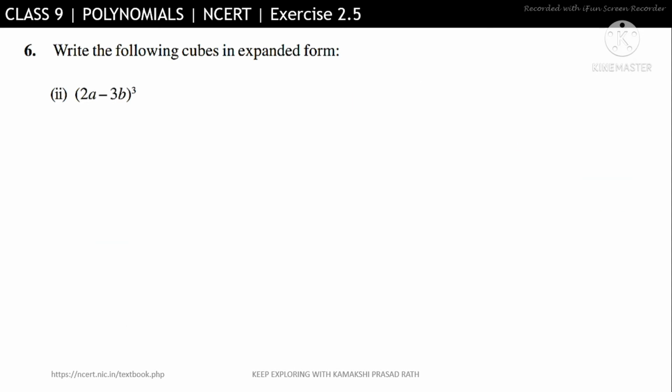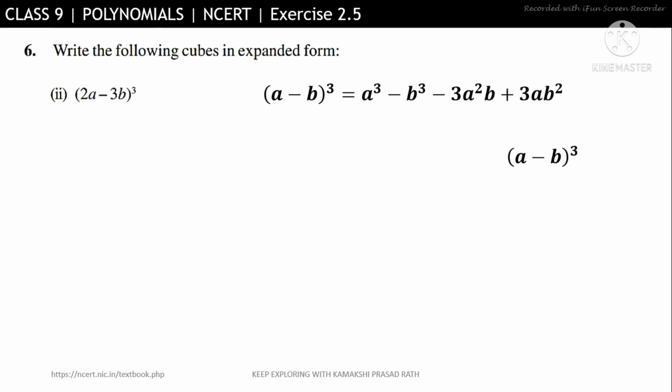So let's see one more. Now we have 2a minus 3b whole cube. You can see here first minus second cube, so it is the cube of a difference. It clearly shows we have this identity, so we'll be using a minus b whole cube. Now we'll compare a minus b with 2a minus 3b. That means in place of a we have 2a and in place of b we have 3b.